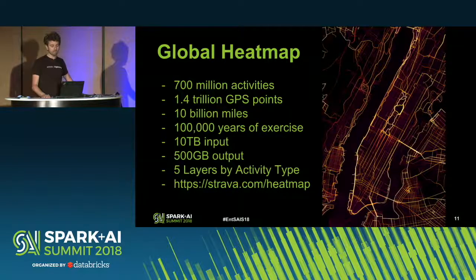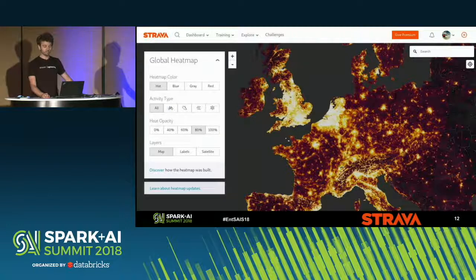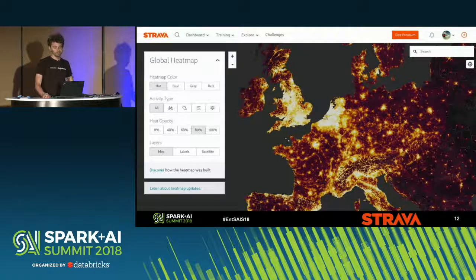And there's also a couple of different layers. So this is what it looks like. It's a public data set. You can look at it right now. You can filter to different activity types. You can see runs or rides or activities on the water or activities on the snow.